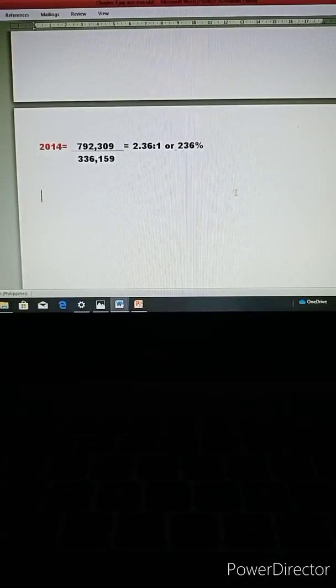So to our task, to solve for 2014, the current assets for 2014 is 792,309 over the current liabilities for 2014, which is 336,159, equals 2.36:1, or 236%.